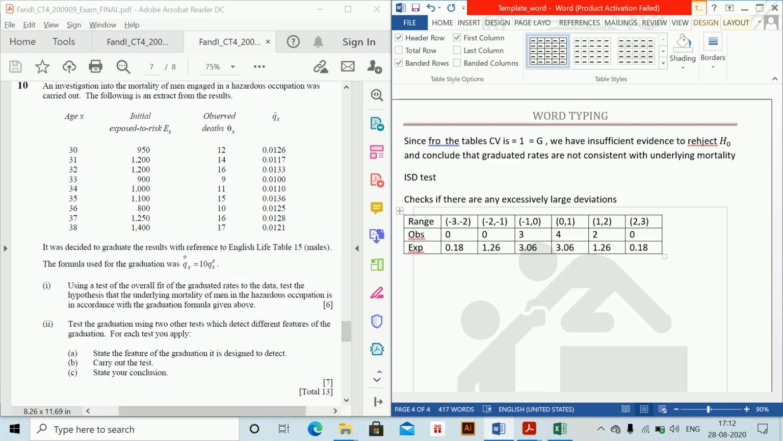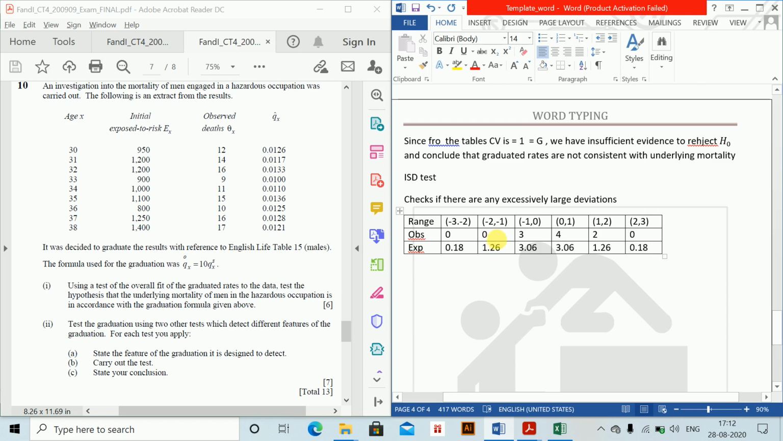All values will lie between minus infinity and infinity; we have not shown those ranges. Since we have no large deviations here, the biggest absolute value is 1.2779, and the observed values look reasonable. So again you do not have any reason to reject the null hypothesis that the graduated rates are consistent with the true mortality rates.